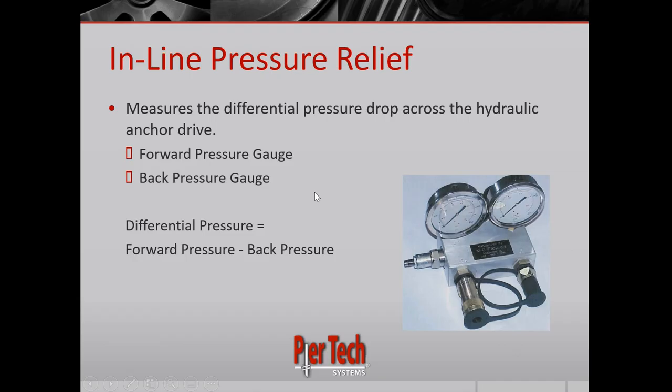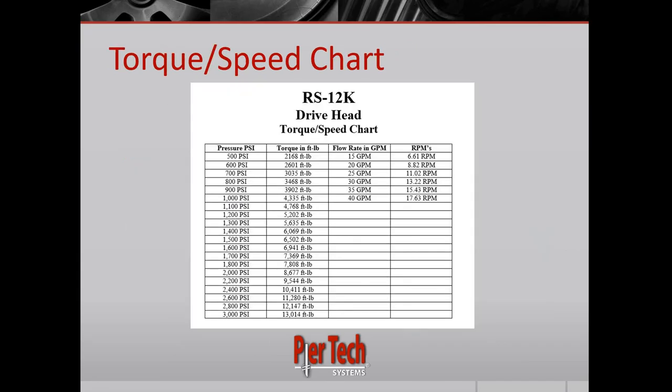So now you know how to calculate differential pressure. Now I want to show you the chart that relates pressure to torque. This is an example chart for an old model drive, the RS-12K. It has the pressure on the left side in the first column. This is the differential pressure, so this is the pressure drop across the drive.